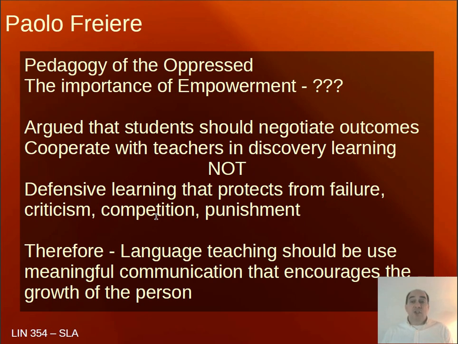Freire argued that students should negotiate outcomes, that they should cooperate with the teacher in discovering learning, okay? Not defensive learning that protects them from failure, criticisms, competition, or punishment. Okay, so the point here is that the students are going to be the ones that are making some of these decisions. They're going to be the ones involved in discovery. They get that power. Okay, and this was not traditional. Freire came out with these ideas in the 1970s, and so he wanted to empower his students.